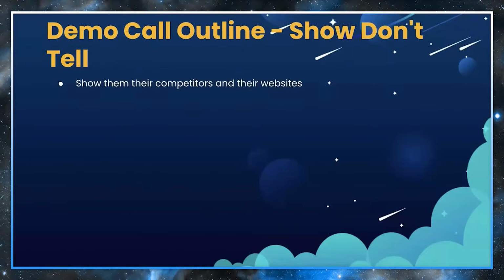You want to show them their competitors and their websites. This is how I do it. I just pull up their competitors' Google reviews. I pull their competitors' websites. Who would you rather move forward with? And let me show you something else that I like to show.